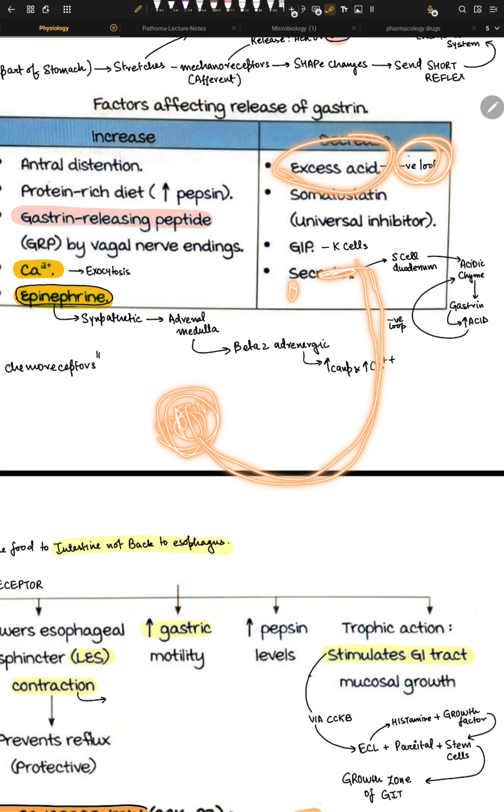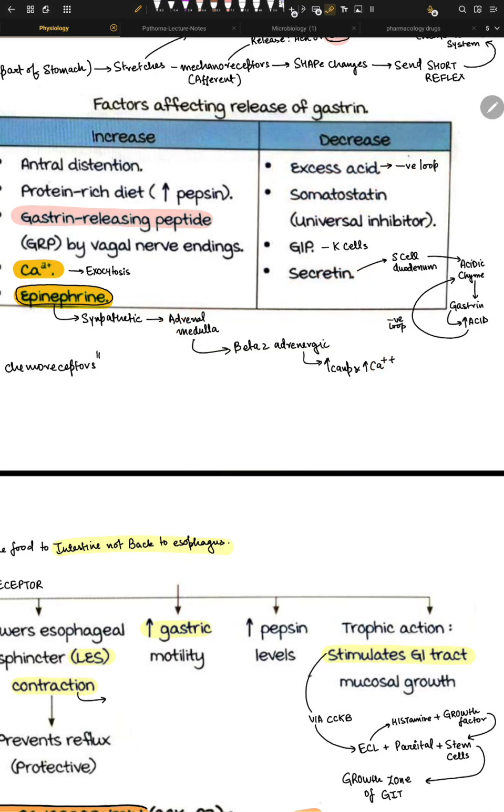This is excess acid. Somatostatin via D cells, right? D cells make somatostatin. This is amazing. We need this because it can stop almost everything.